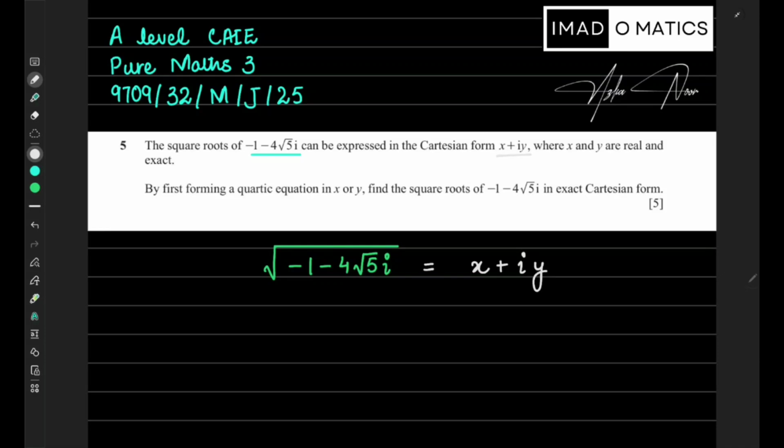Now the first step in solving this is always squaring both sides. So when we square both sides, it becomes -1 minus 4 root 5 iota equals x plus iota y whole square. Now expand this.